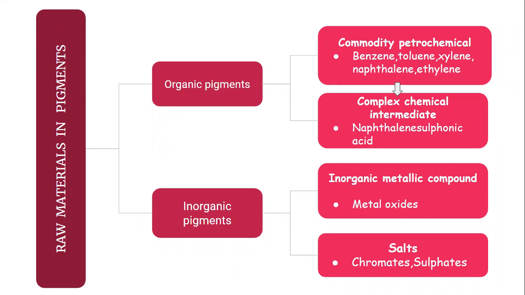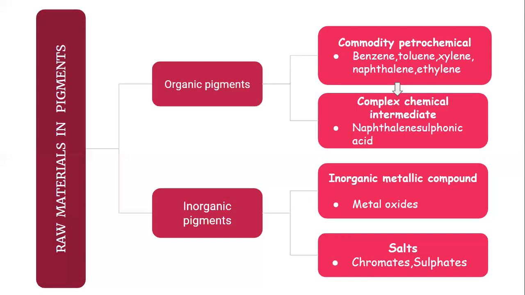Raw materials can be categorized into two, as with pigments, because we have organic and inorganic pigments. Organic pigments are derived from naturally occurring carbon rings from the earth. Organic pigments are derived from aromatic hydrocarbons such as coal tars and petrochemicals. Petrochemicals means the chemicals that are used to manufacture pigments in industry.